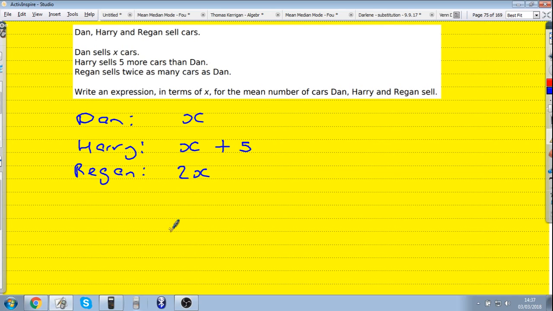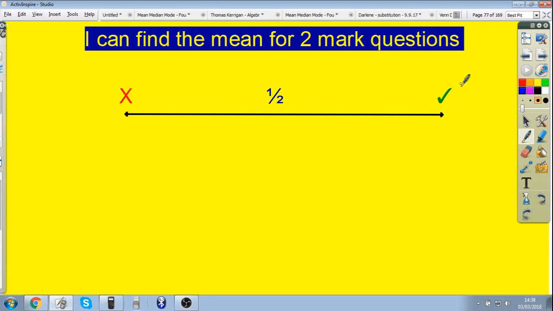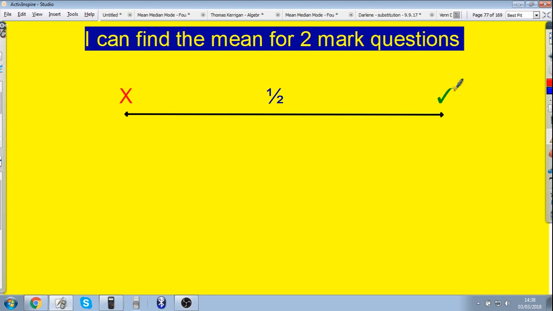So if there were three numbers, what would you do? You would add them up and divide them by 3. So you don't have to simplify it. It would just be the three of them added together. What would that look like? That would look like 4x plus 5, I think. Okay, 4x plus 5, or literally just x plus 5 plus 2x. And then I'll divide that by 3. Yeah, and that's all you have to do. 4x plus 5 is better though. x plus 5 plus 2x over 3, 2 marks. Okay, I can find the mean for 2 marks.